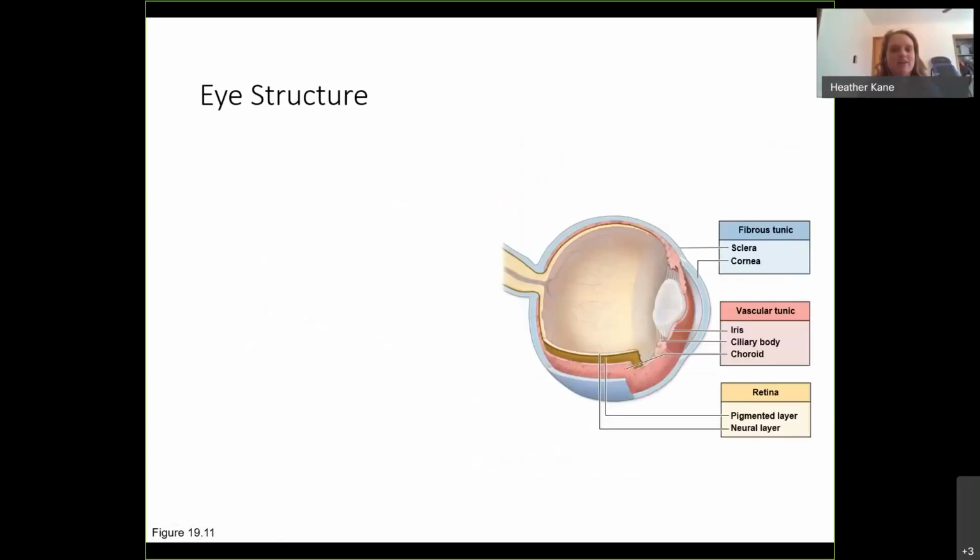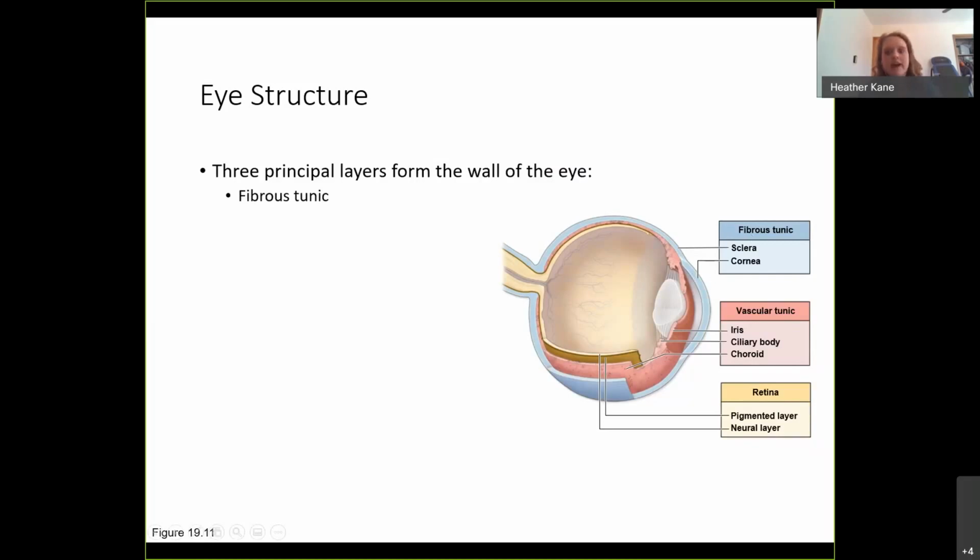so moving on, we've got 3 principal layers that are going to form the wall of the eye. Oh, hi, Kendall. Can't see you or hear you, but I see that you're here. So these 3 principal layers that are going to form the wall of the eye are going to be the fibrous tunic. Here is the fibrous tunic.